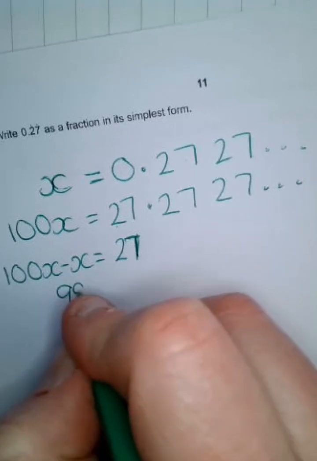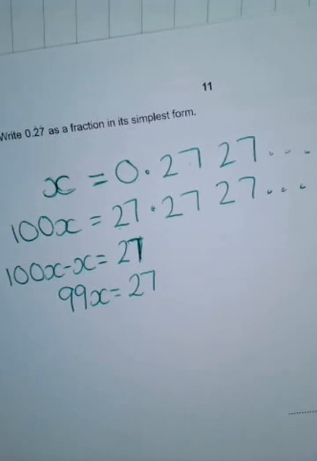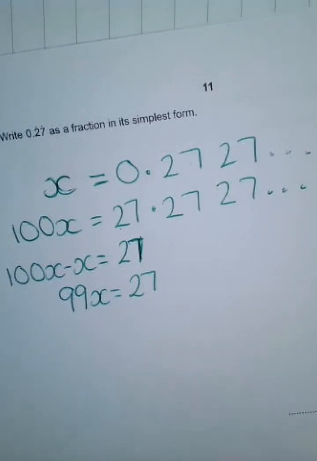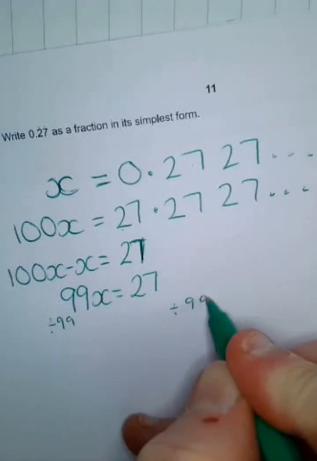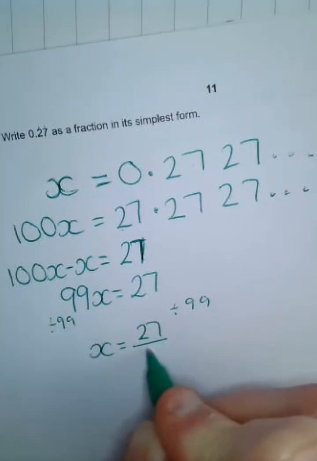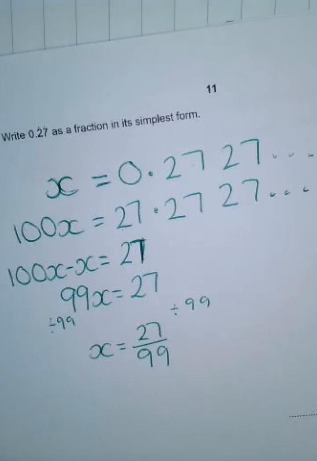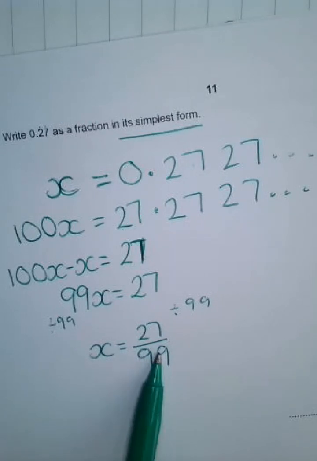So I can say that 99x equals 27. Okay, so I'm going to divide by 99 on both sides, so I've just got x again. So x is equal to 27 over 99. Now I'm part way there at this point because I've got to simplify, so it's this bit here in its simplest form.